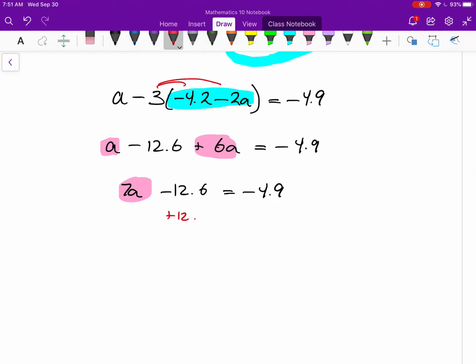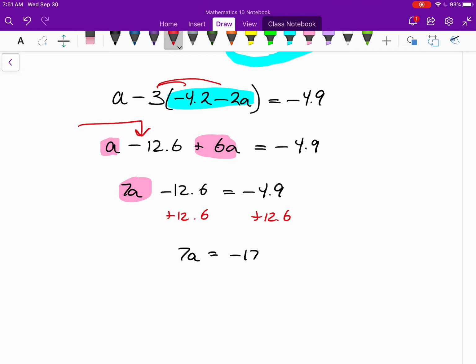Add 12.6 to both sides. Definitely a calculator makes us a bit more confident with our calculations here. I get negative 17. Hold on here. I made a mistake. I just realized, and I apologize to anyone who saw the mistake and got frustrated. My mistake is right here.